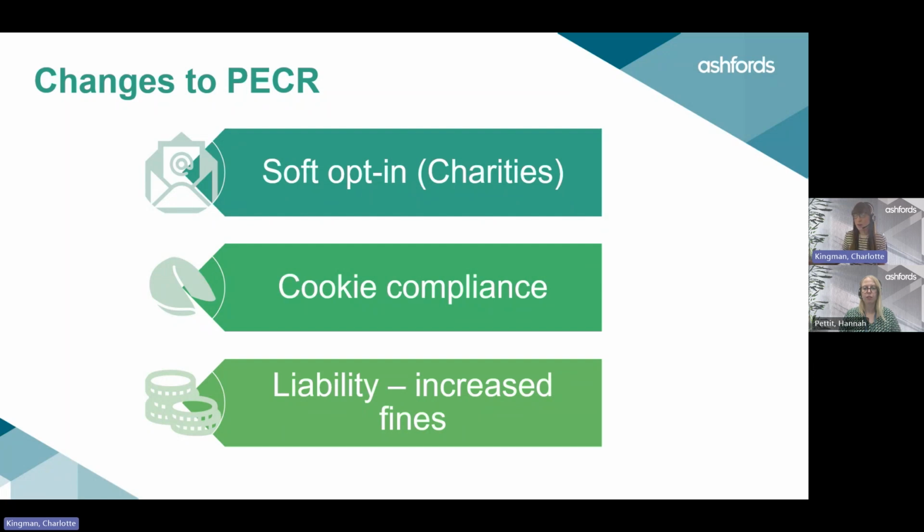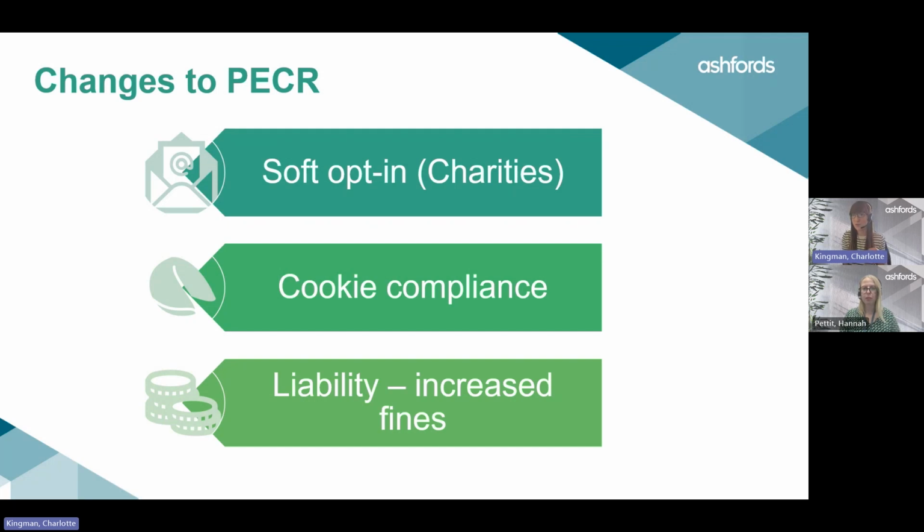And finally, liability. So the previous position under PECA was that fines were capped at £500,000. This has now been increased to meet the levels set out in the UK GDPR, which, as most of you will know, are £17.5 million or 4% of global turnover. So this is a fairly big shift and significantly increasing liability for companies.